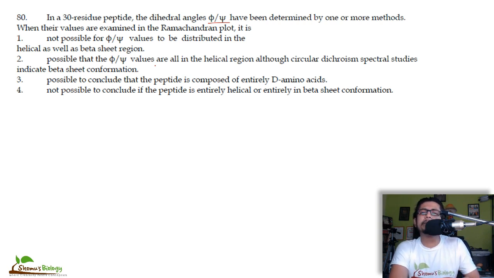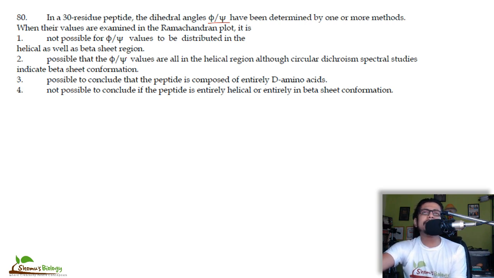I already told you that it's very important for you to understand and remember the phi and psi values for different secondary structures: for alpha helix, for beta sheet, for right-handed and left-handed helix, and so many things. To answer this question, you need to know what exactly is provided by the Ramachandran plot. It says it is not possible for phi and psi values to be distributed in the helical as well as the beta sheet region. Second, it is possible that phi and psi values are all in the helical region, although circular dichroism spectrum studies indicate beta sheet conformation.